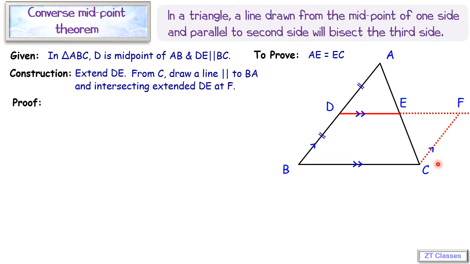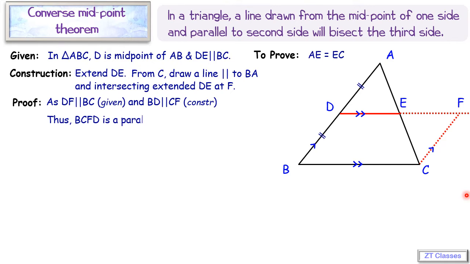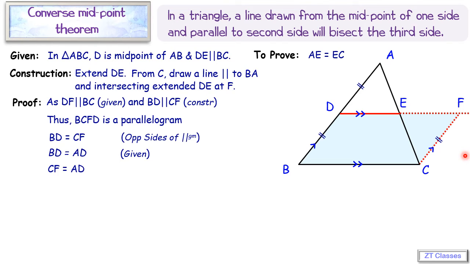Let's see the proof. So in BCFD, the opposite sides are parallel to each other. So if opposite sides are parallel, then we can say that BCFD is a parallelogram, right? In this parallelogram we know that opposite sides are also equal. So BD and CF are equal to each other. Now given is D is midpoint of AB. So beta, if D is the midpoint of AB, we can say that BD is also equal to AD, right? So BD equals AD, which is given to us. From here we can conclude that CF and AD are equal.